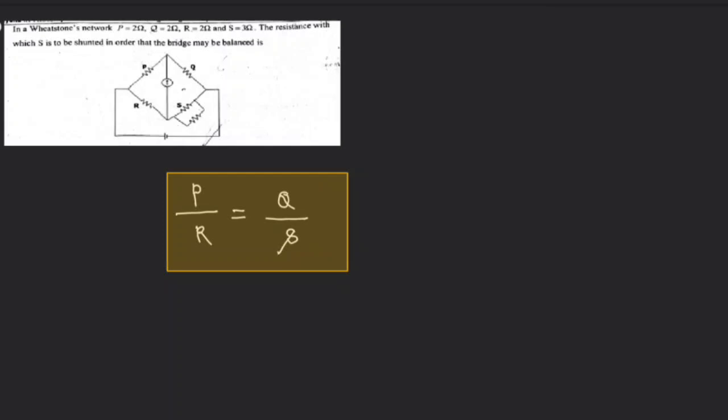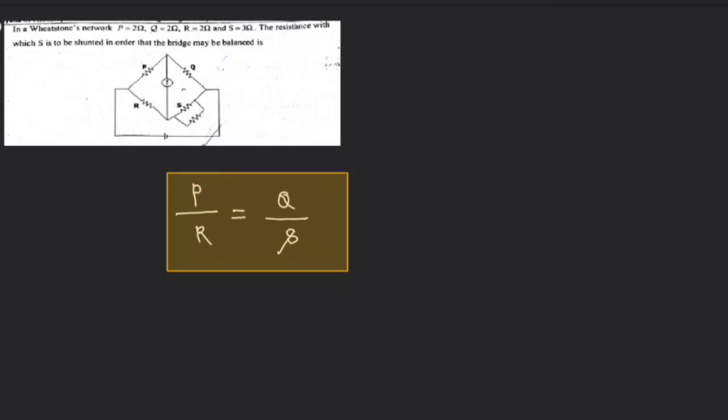In a Wheatstone network, P is equal to 2 ohms, Q is equal to 2 ohms, R is equal to 2 ohms, and S is equal to 3 ohms. The resistance with which S is to be shunted in order that the bridge may be balanced is? In a Wheatstone bridge, the condition for a balanced bridge is P by R equal to Q by S.